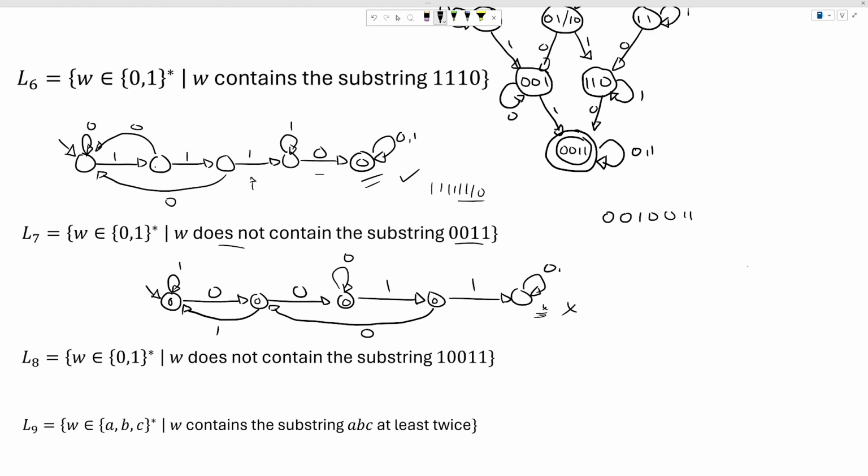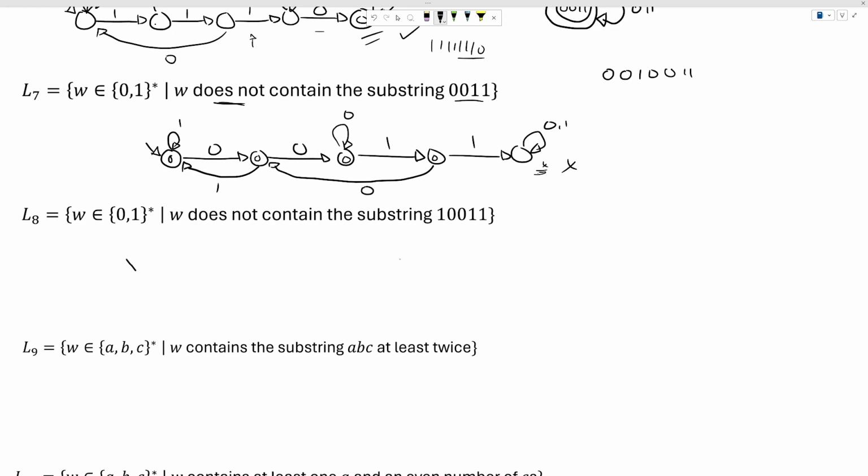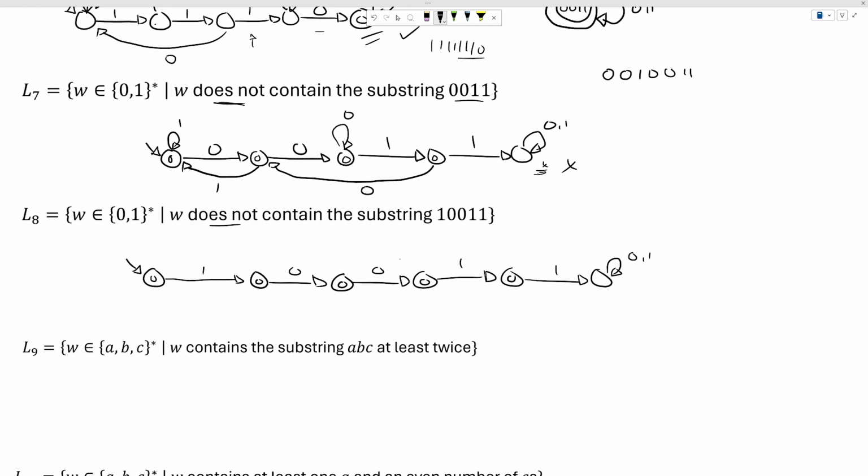Now I didn't put my 0, 1 on here, but I should have. And now this does not contain the substring 0, 0, 1, 1. Okay, let's just try that one more time. It's just a slightly longer substring, so it's not going to be too much more difficult. We're at "does not contain," so that means these ones are all the accept states. This one is "does contain," so we want to reject there.